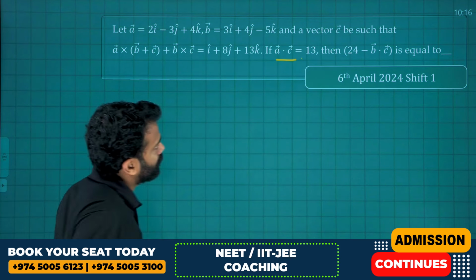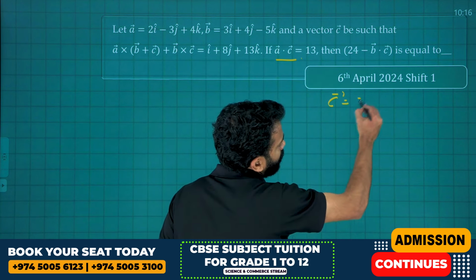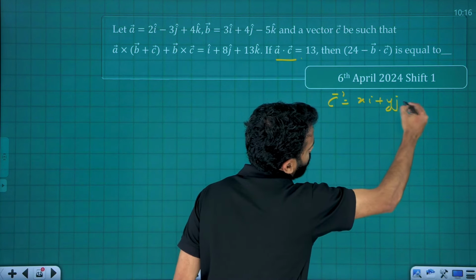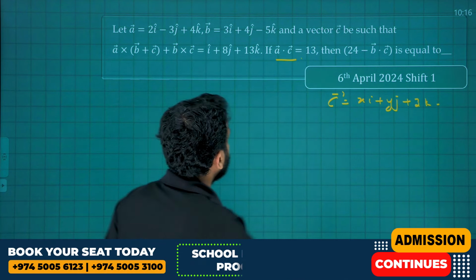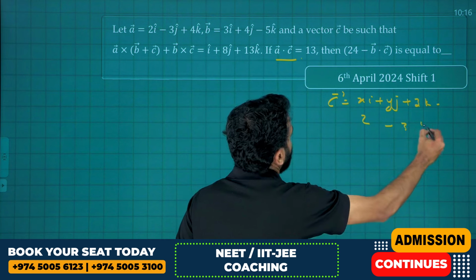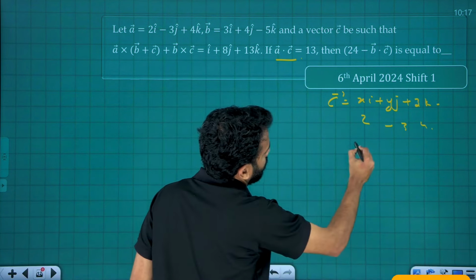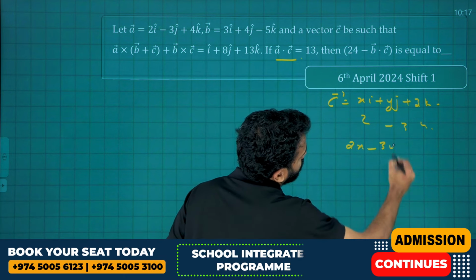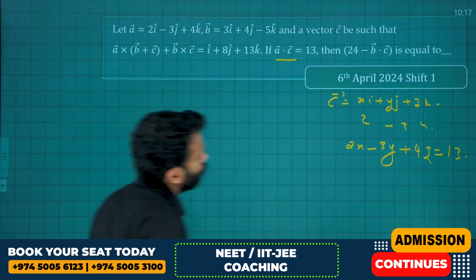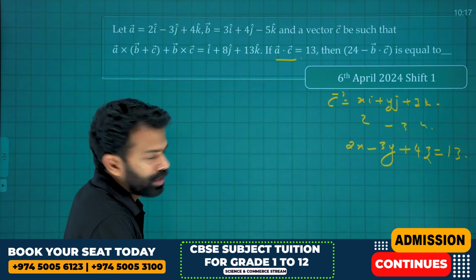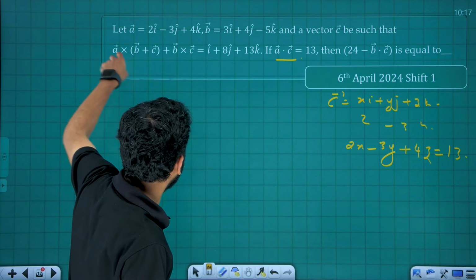Vector A dot vector C is equal to 13, and let's assume vector C is equal to xi plus yj plus zk. Therefore, what will be vector A dot vector C? What is vector A? That is 2, minus 3, 4. Therefore, it will be 2x minus 3y plus 4z is equal to 13. Okay, that's done. I think we need to formulate from here.